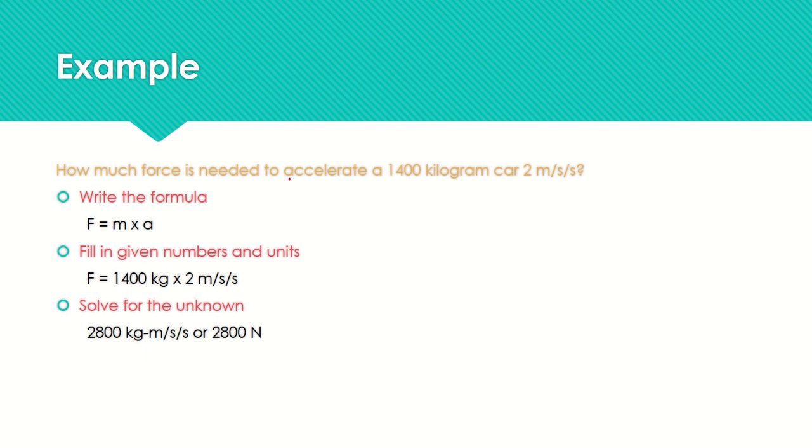Now, how much force is needed to accelerate a 1400 kilogram car? So we're looking for force. The mass is 1400 kilos, and the acceleration is 2 meters per second squared. So what force is required? Well, force is just mass times acceleration. So it's just 1400 times 2, and that's going to give us 2800 newtons. So generally, have your units in newtons for force.